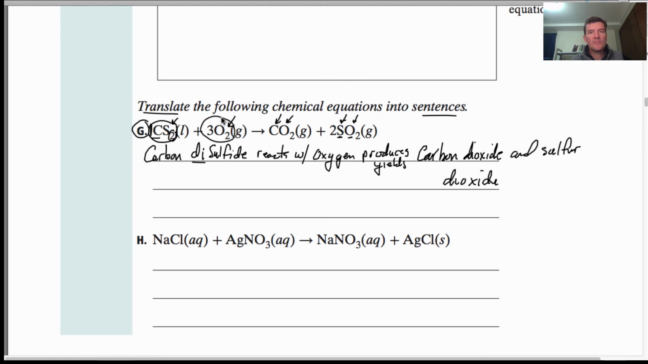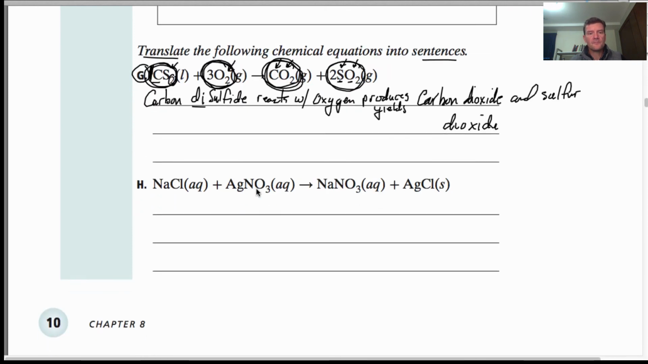3 molecules of oxygen to produce 1 molecule of carbon dioxide and 2 molecules of sulfur dioxide. You could also say these prefixes can mean molecules, but they also can mean moles of molecules. So this could be a mole of carbon disulfide plus 3 moles of oxygen yields 1 mole of carbon dioxide and 2 moles of sulfur dioxide. Okay?